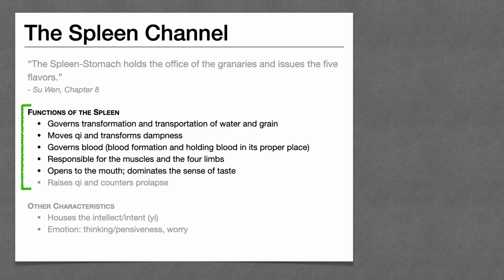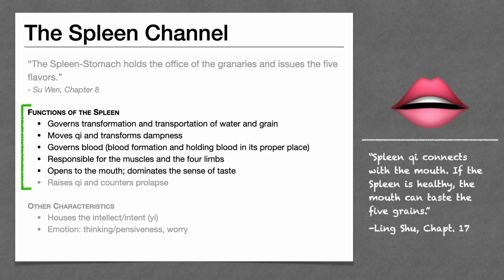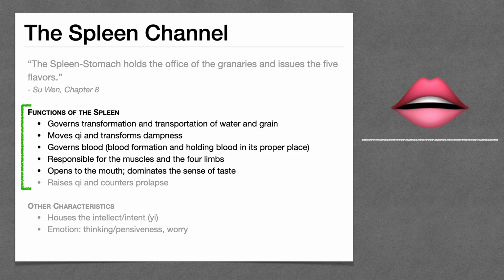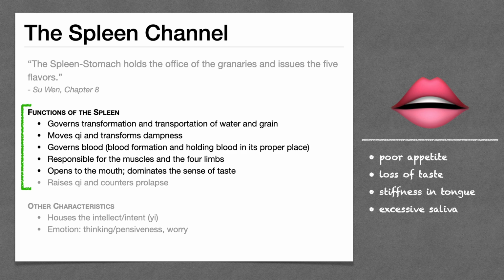The spleen opens to the mouth and dominates the sense of taste. Chapter 17 of the Ling Shu says, spleen qi connects with the mouth. If the spleen is healthy, the mouth can taste the five grains. So this means we can use the spleen channel to treat things like poor appetite, loss of sense of taste, stiff tongue, and because saliva is the fluid of the spleen, we can treat things like excessive salivation.